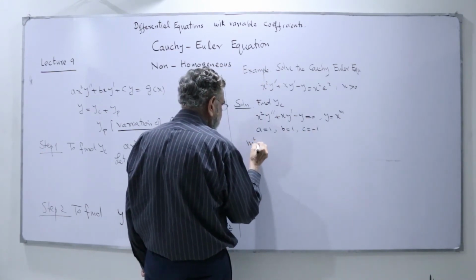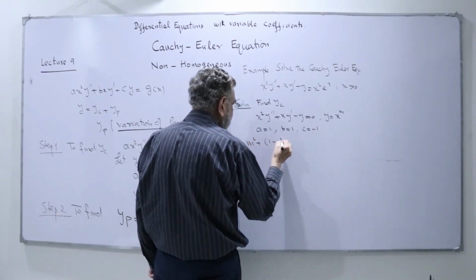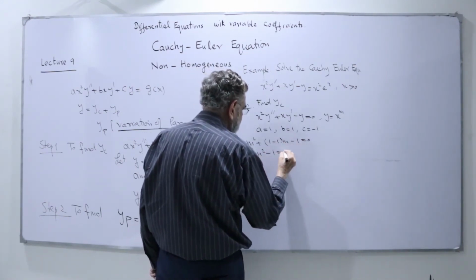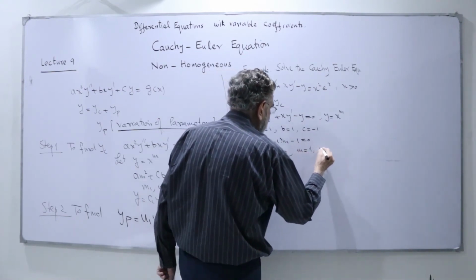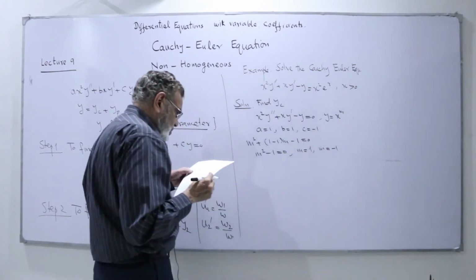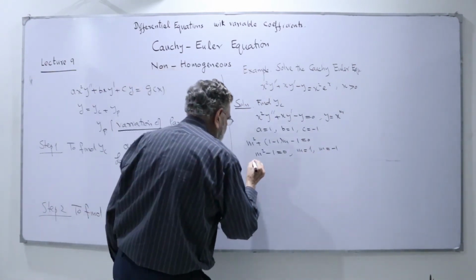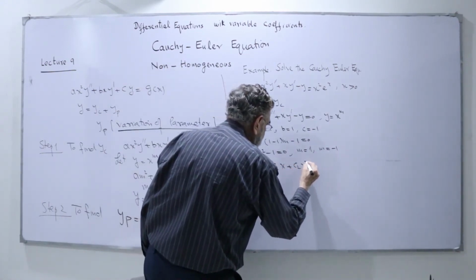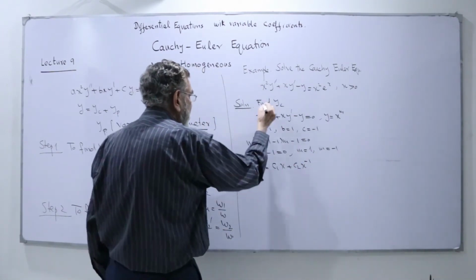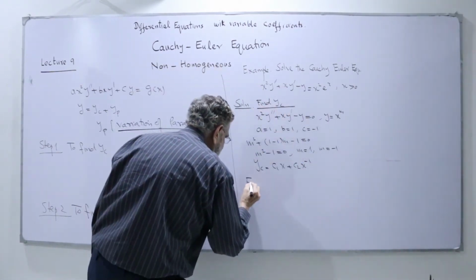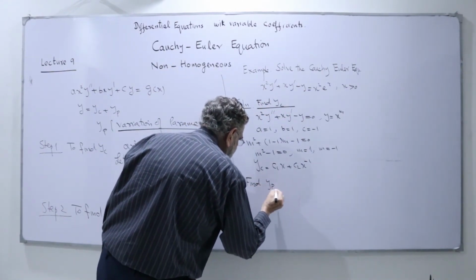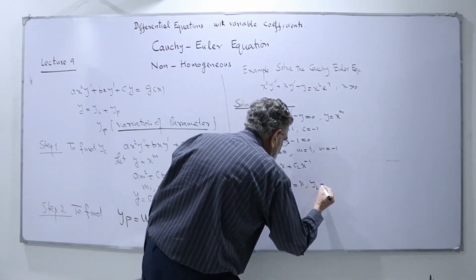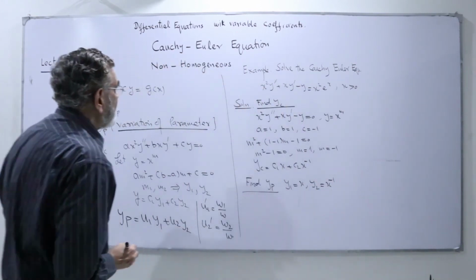I get here m squared plus (b minus a) m plus c equal to 0. That gives me m squared minus 1 equal to 0. I get the roots m equal to 1 and m equal to minus 1. So using the roots, I can write my yc is equal to c1 x plus c2 x to the power minus 1. So this was part 1. And part 2 is to find yp. I'm given here my y1 is equal to x, my y2 is equal to x to the power minus 1.